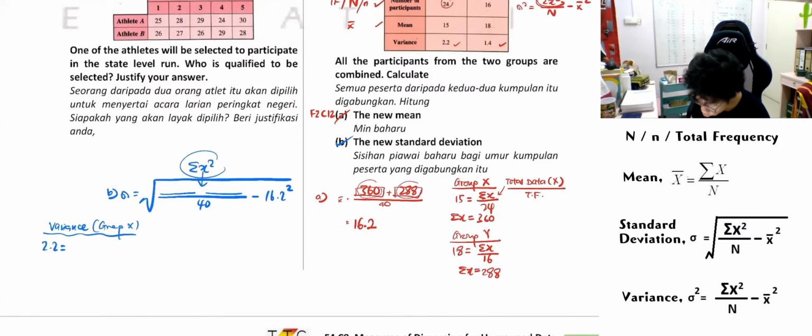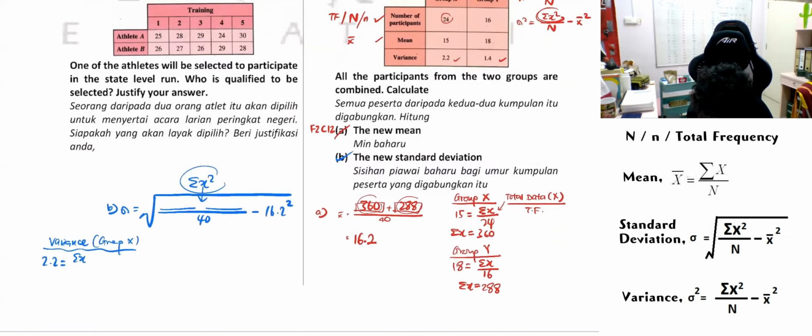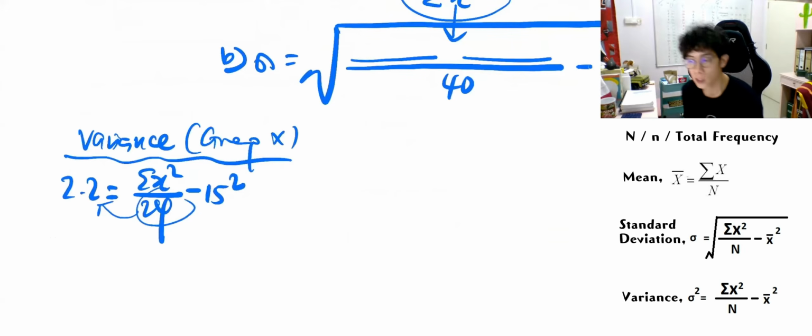Okay, so once I put a 2.2 there, sigma x squared divided by 24 participants minus 15 squared. Then you do the linear equations. When you do the linear equation, there is a common mistake again. Can you bring the 24 over? Form 1 says cannot, because it must be a single fraction. So you have to bring your minus 15 first.